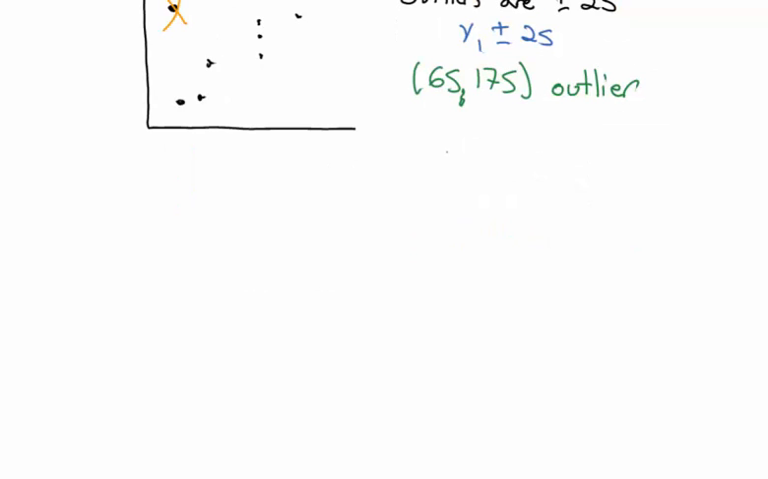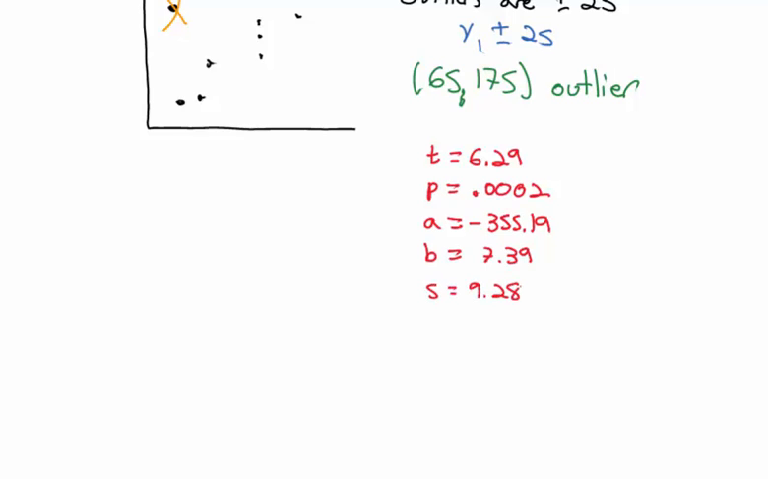Let me record this data again. So T was 6.29. The probability was 0.0002. A was equal to -355.19. B was 7.39. S was 9.28. R squared was 0.83. And R equals 0.91. So now when we look at T and P, the probability is so small we can say, yes, there is a very strong relationship.